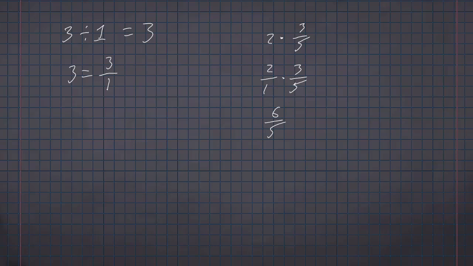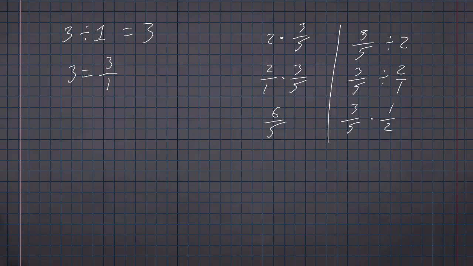If you're trying to divide, you once again can write that whole number as a fraction and then use the rule of multiplying by a reciprocal to find that 3/5 divided by 2 is 3/10.